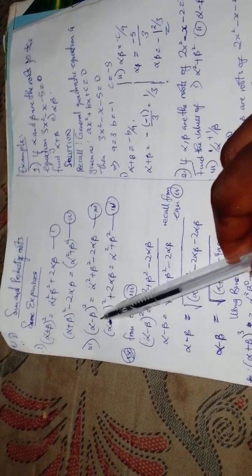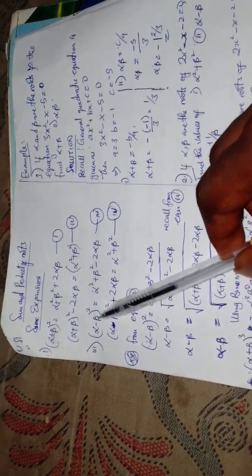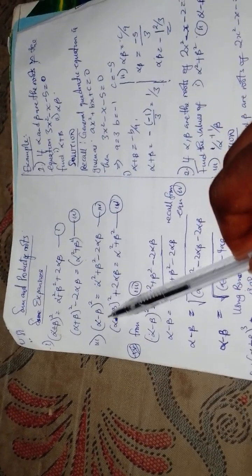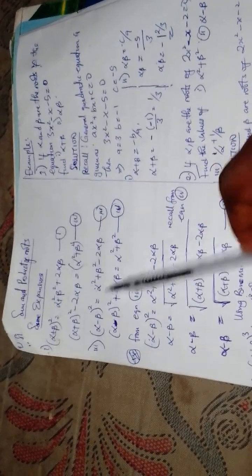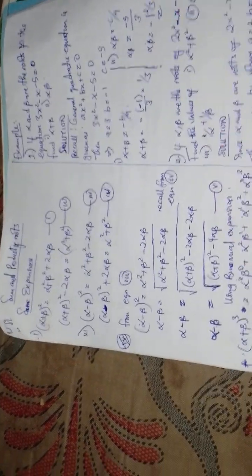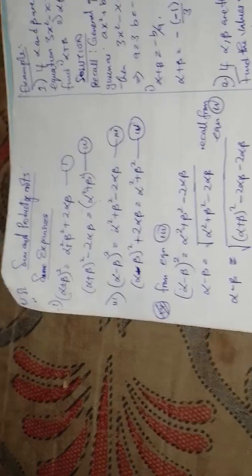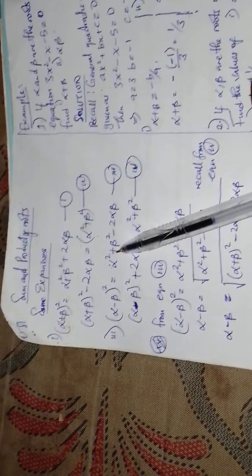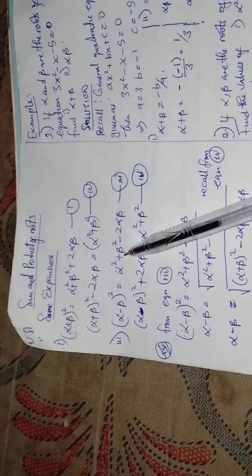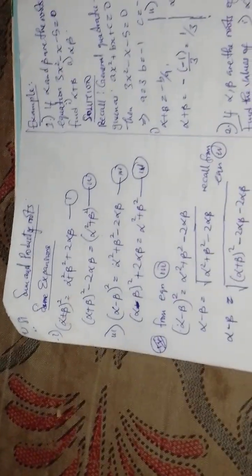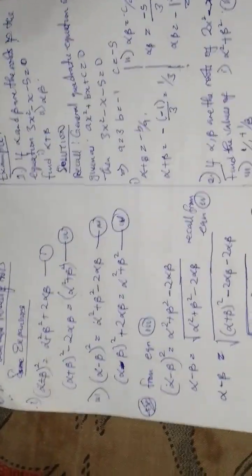Now another example, another expansion. If you have alpha minus beta all square, when you expand this, you have alpha square plus beta square minus 2 alpha beta, right? So from here we can also make alpha square plus beta square the subject of the formula.